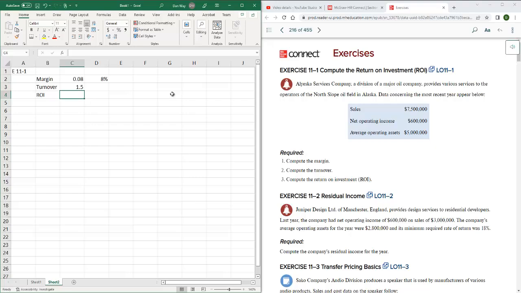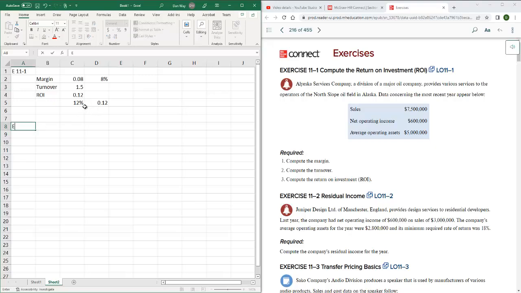Okay, so ROI then we can calculate as margin times turnover, so 8% times 1.5, or 12%, or 0.12. We can also calculate that sort of directly, if we had all this same information, by taking our net operating income of $600,000 divided by those average operating assets of $5 million. You get the same 12% measure. So just wanted to make sure we kind of re-highlighted the interrelationships between those things.